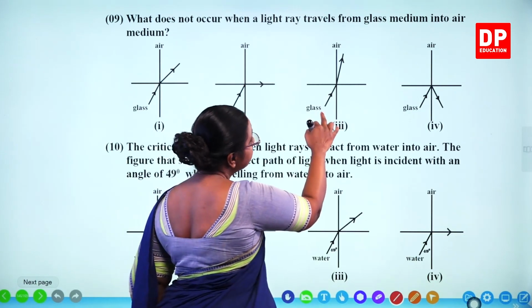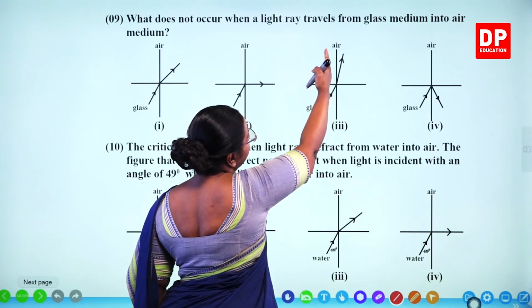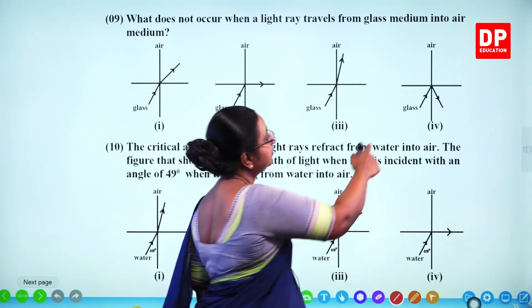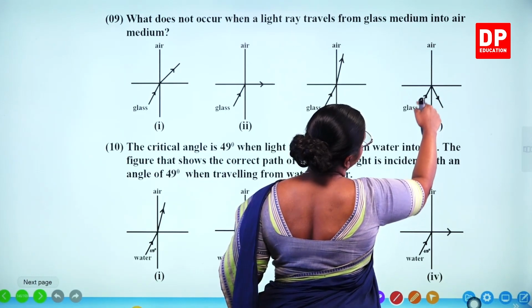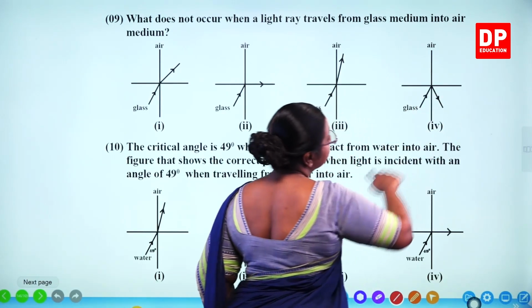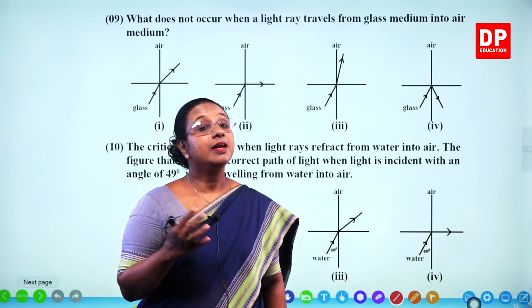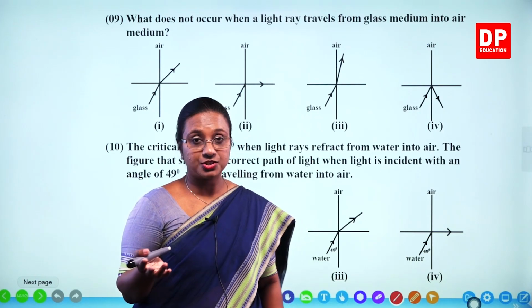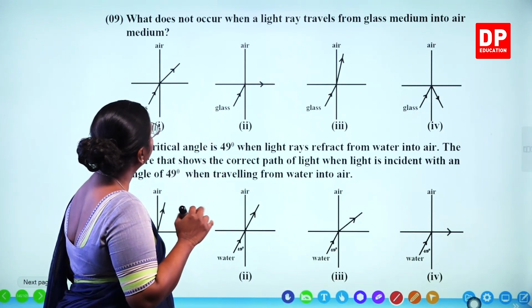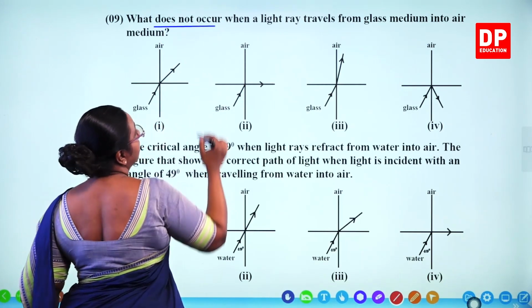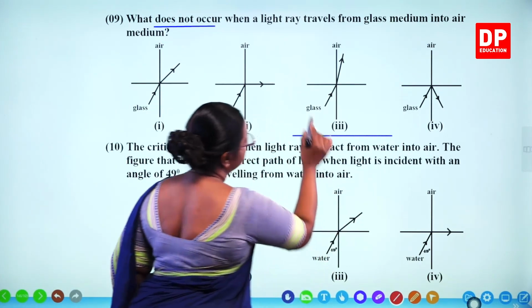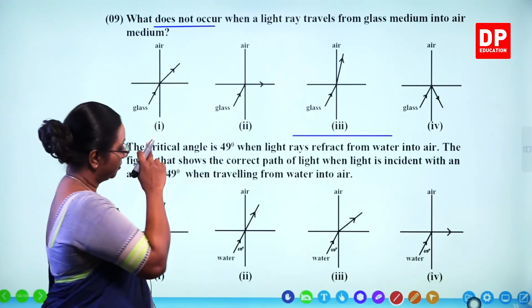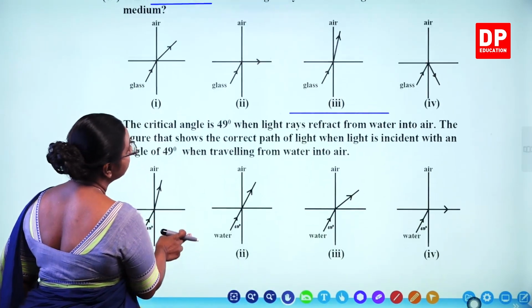Why? Here in this diagram, the ray is refracting towards the normal. That is not possible. Then we have the glass, the incident ray and the reflected ray. Is that possible? Yes. When there is total internal reflection. So, what does not occur? Does not occur, that is this. This does not occur. All the others are possible. So, with that, I will go to the next question.